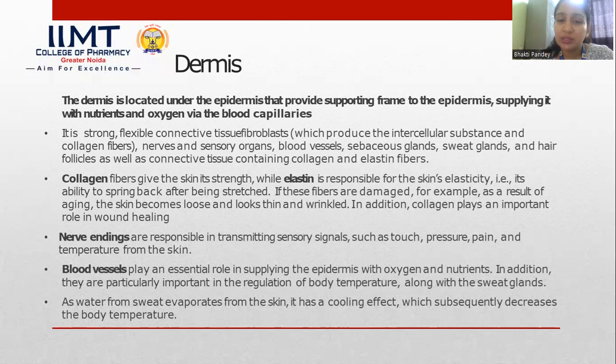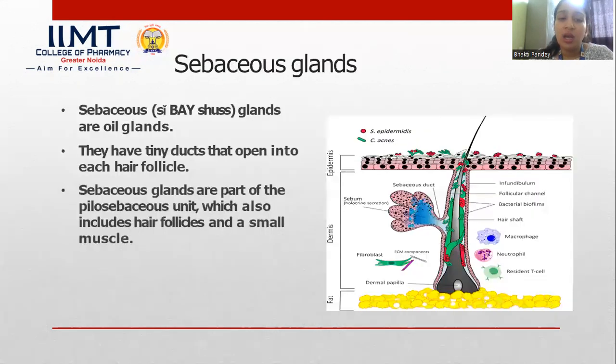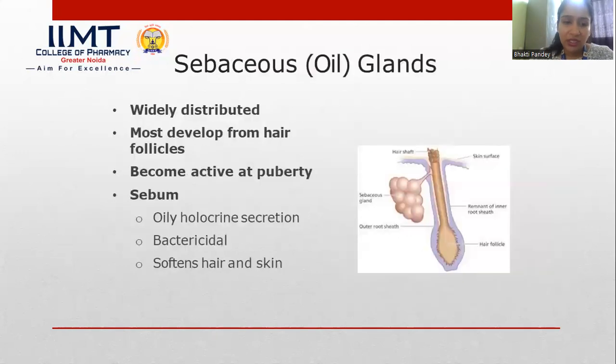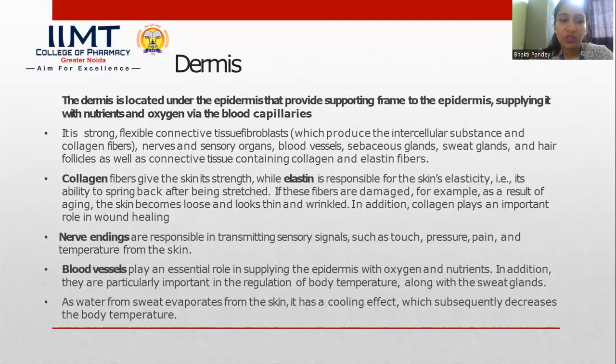In these fibers, if the fibers are damaged, for example, as a result of aging, the skin becomes very loose, thin, and wrinkled. In addition, collagen plays an important role in wound healing as well. Nerve endings are also responsible for the transmission of sensory signals such as touch, pressure, pain, and temperature.